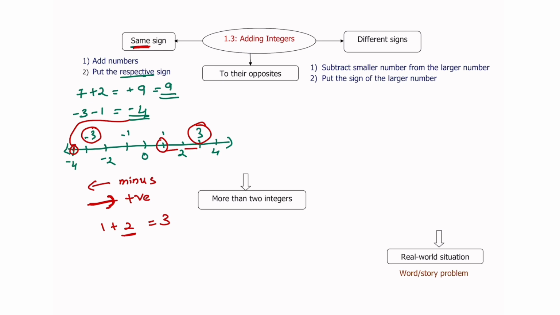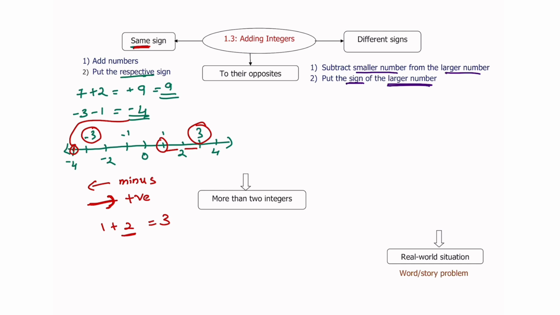Let's read the instruction. Subtract the smaller number from the larger number, and then put the sign of the larger number. So there are 2 steps. First thing is, you decide which is the smaller number and which is the larger. So you take the smaller from the larger. Whatever your answer is, you'll put the sign of the larger number.